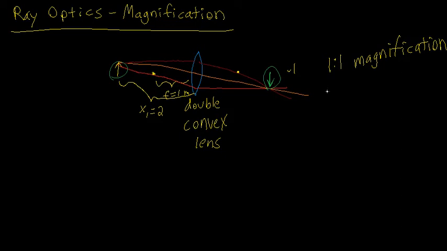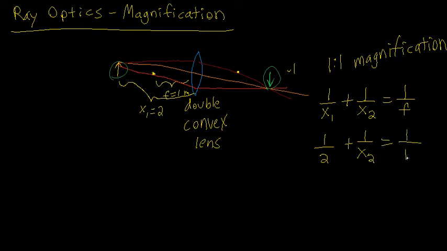So let us take note first of the imaging equation that we've used a few times at this point. Here x1 is 2. We don't know x2 yet. We know that the focal length is 1, so 1/1. Well, 1/2 plus 1/2 would equal 1, so x2 in this case also equals 2.